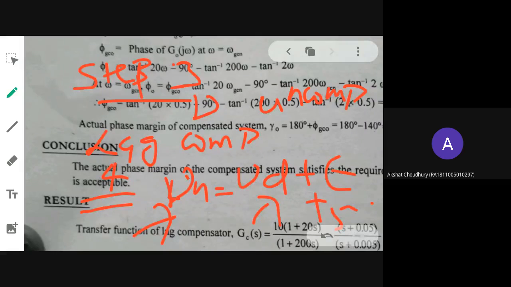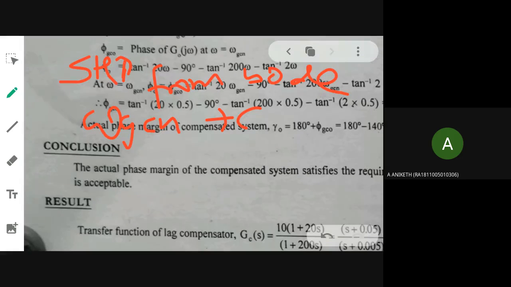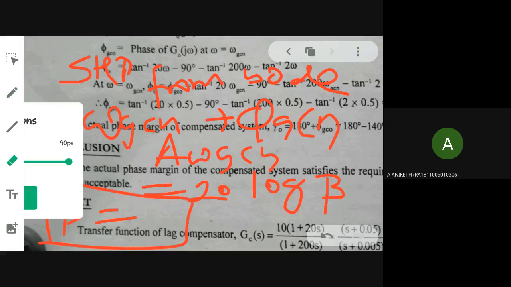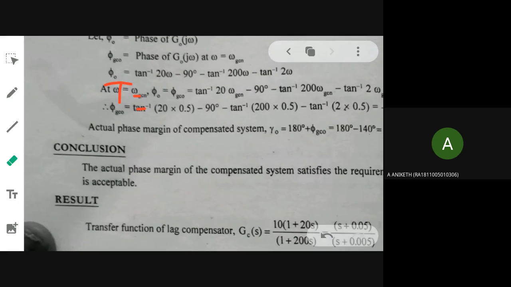Then what is your next step? Determine omega GC from the Bode plot. From the graph, you need to determine the new value of omega GCN, new value of phi GCN, and new value of A at omega GCN. Then you have to equate that A at omega GCN to 20 log beta, then you find out beta. Okay. Then how will you find out T? T is equal to T divided by omega GCN or omega GCN divided by T. You only noted down the formula, no?